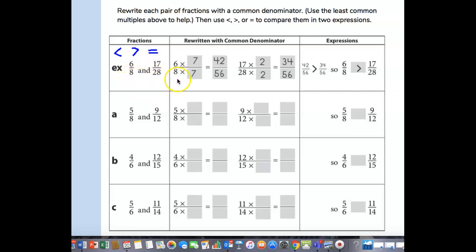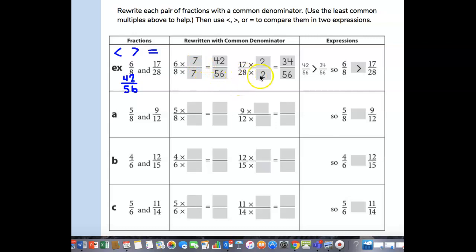56 was the common denominator. So 8 times 7 is 56. And then whatever we do to the bottom, we have to do to the top, 42/56. So we know that 6/8 is the same as 42/56. Just like when we add and subtract fractions, the denominators have to be the same in order to compare them. And when we compare, we use less than, greater than, or equal to. We have to make common denominators.